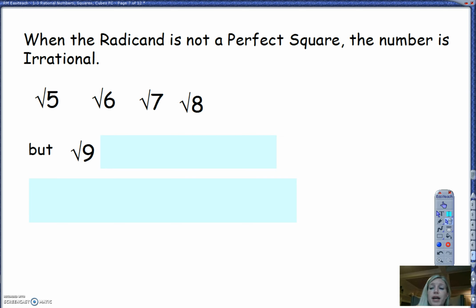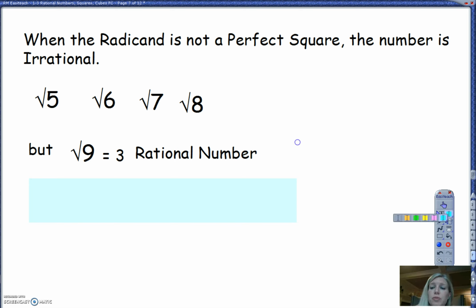However, the square root of 9 equals 3. 3 times 3 is 9. There's a whole number times itself that gives me that 9 underneath. For these ones up top here, there is no whole number that I would multiply times itself to give me the number underneath. Like 4 times 4 is 16. So the square root of 16 is a perfect square. Each one of these up there, and it continues to go on.